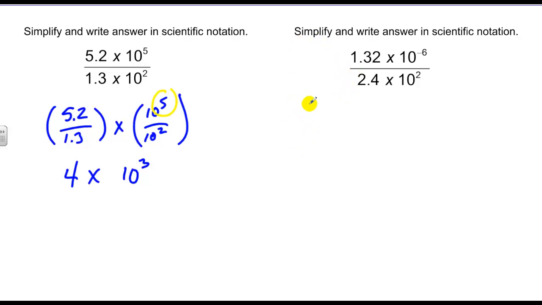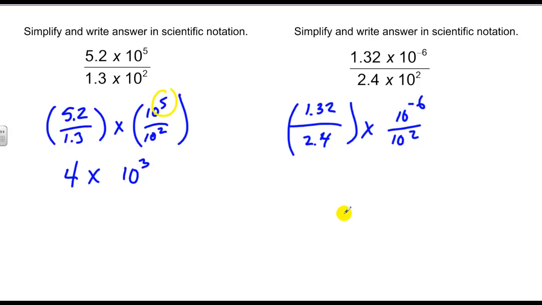Then we take 1.32, divide that by 2.4, multiply that answer by 10 to the negative 6th over 10 squared. 1.32 divided by 2.4 is equal to 0.55. I could say .55, it doesn't really matter.